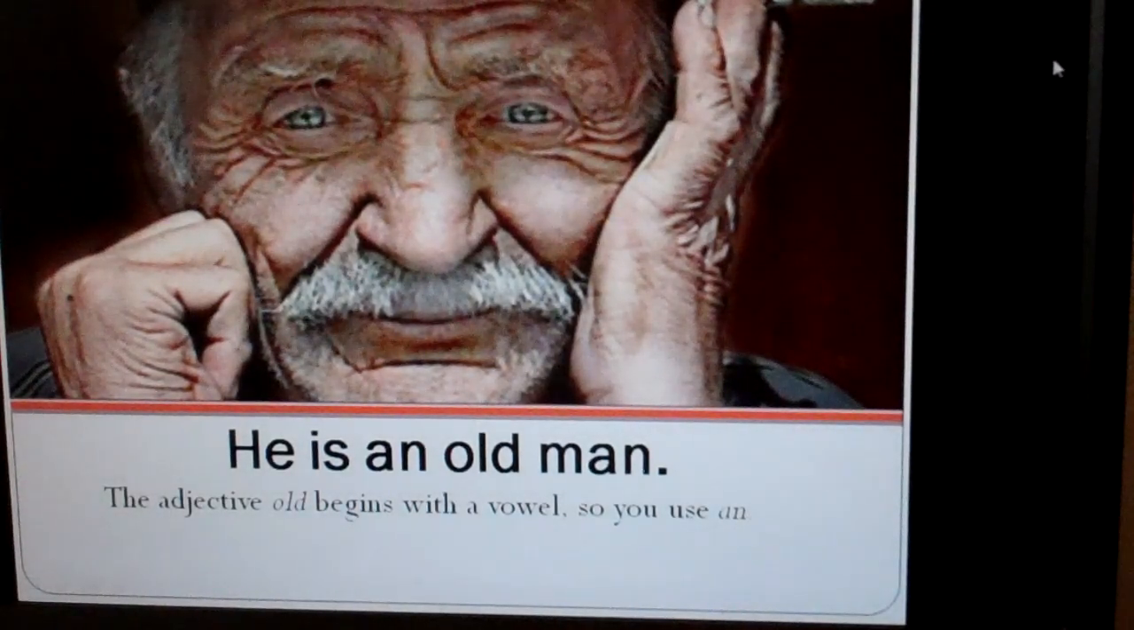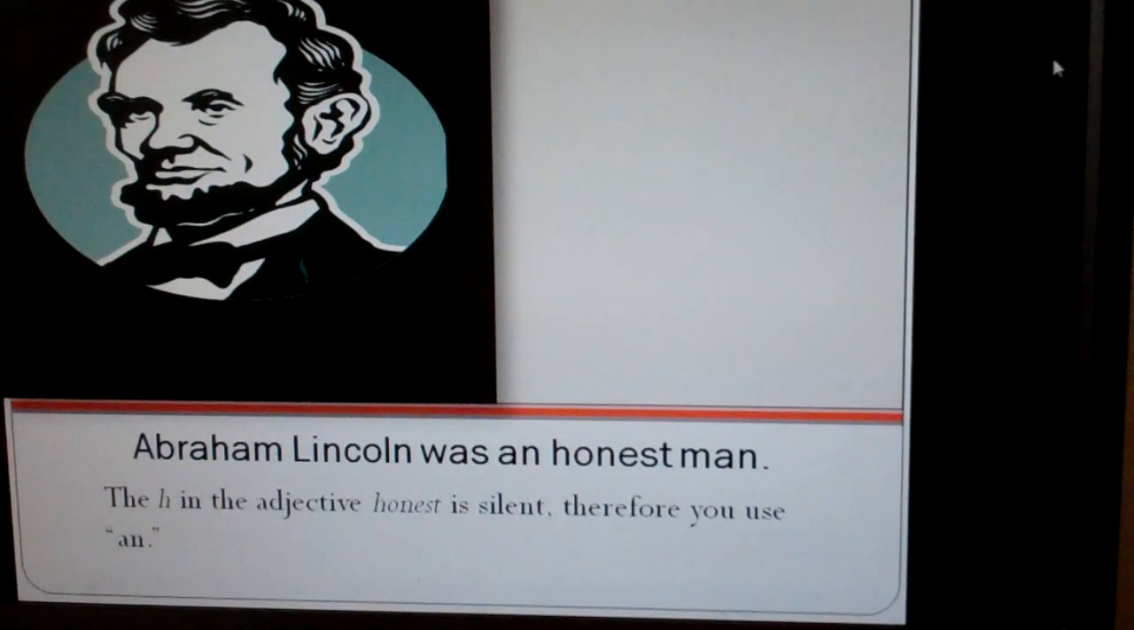He is an old man. The adjective old begins with a vowel, so you use an. Abraham Lincoln was an honest man. The H in the adjective honest is silent. Therefore, you use an. Notice it's not "honest" with an H sound, it's "onest."